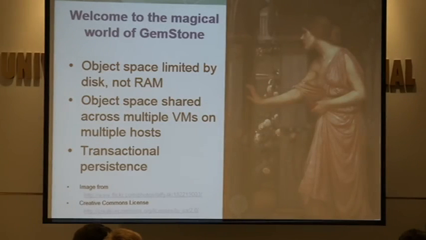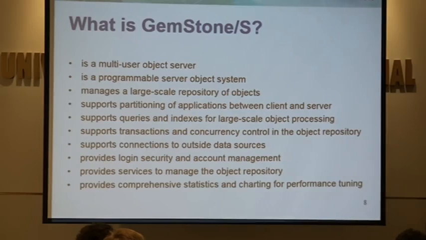These are ways that Gemstone is different. The object space is limited by disk rather than RAM. The object space is shared across multiple virtual machines with multiple hosts. And there is transactional persistence, so that each time a transaction commits, the data is saved and not lost, even if the virtual machine quits.